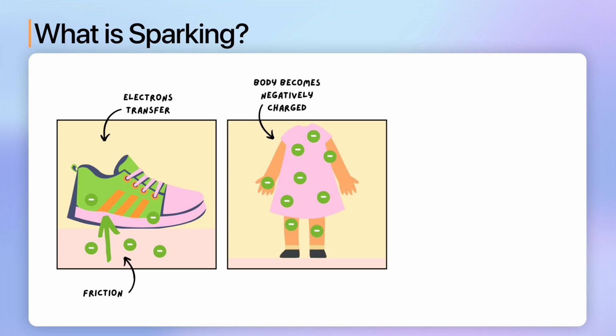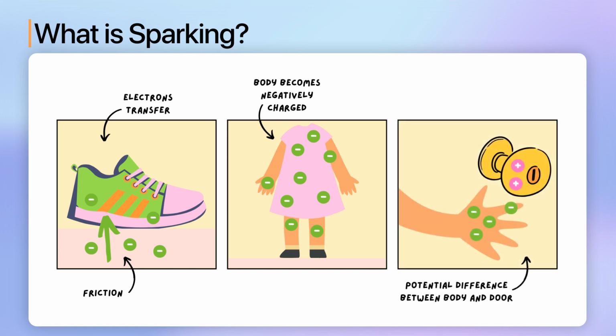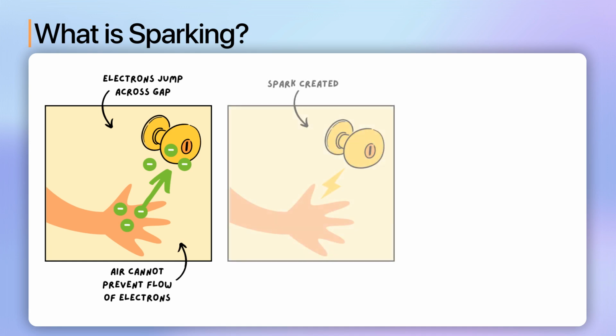Now, let's say you reach out to touch a metal doorknob. Since your body is charged, there's now a large potential difference between you and the doorknob. The air between your hand and the doorknob normally acts as an insulator, preventing the flow of electricity. However, when the potential difference becomes large enough, the air can no longer prevent the flow of electrons. At this point, electrons will suddenly move from your body to the doorknob and jump across the gap to equalize the charges, creating a spark.